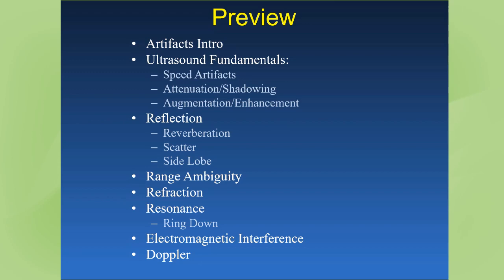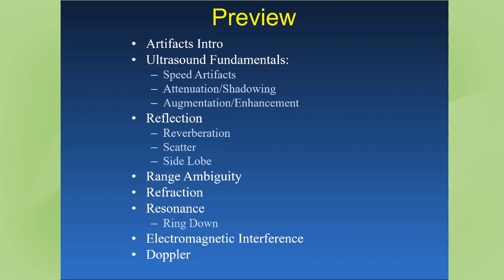There's a real neat artifact that I like a lot called range ambiguity artifact. Now, this has to do with pulse repetition frequency and with depth of imaging. And we see this on a regular basis. Then we have refraction artifact, or the bending of sound waves or the bending of light. And we'll walk through that.